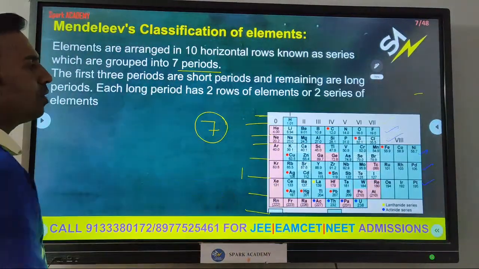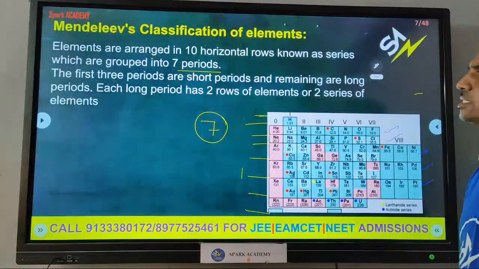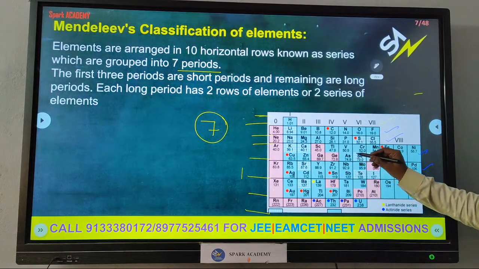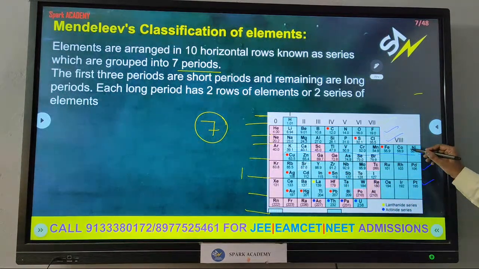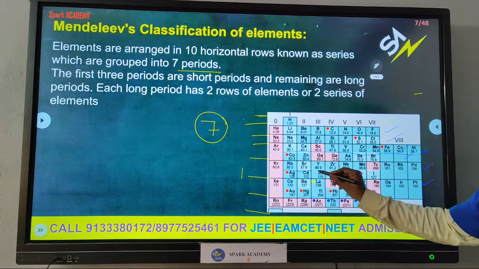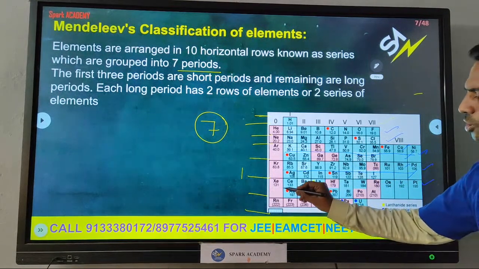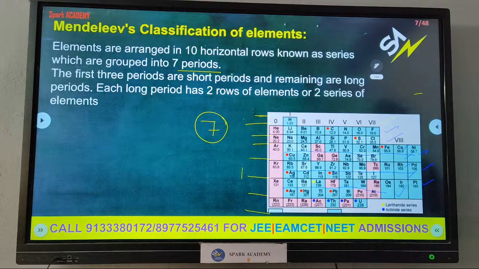See, the first, second and third periods are short periods. The 4th period is again divided into sub-periods, A and B. In the same way, the 5th period is also divided into 2 subgroups, and the 6th period is also divided into 2 subgroups. This is the structure of periods in the Mendeleev periodic table.